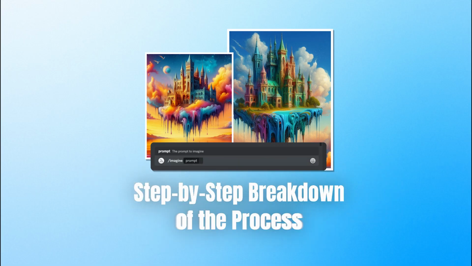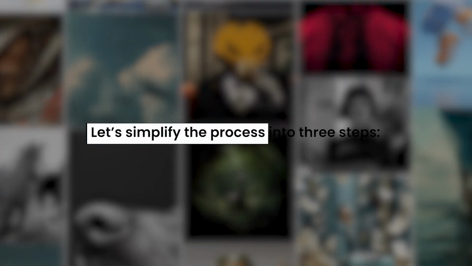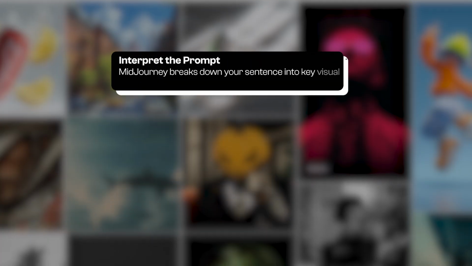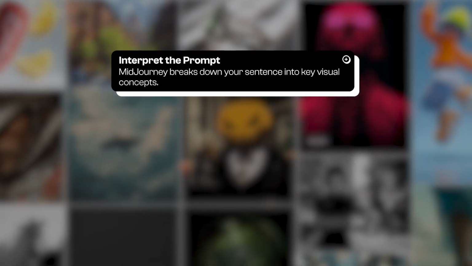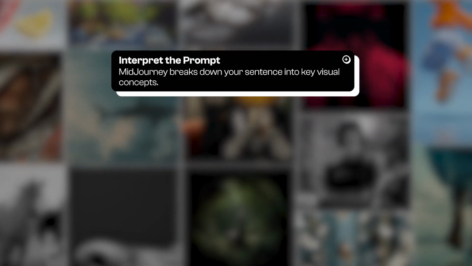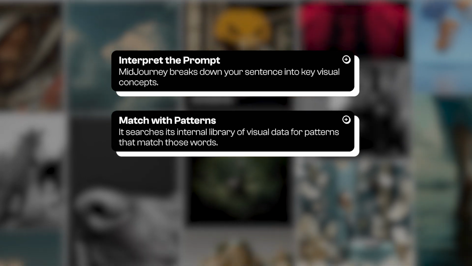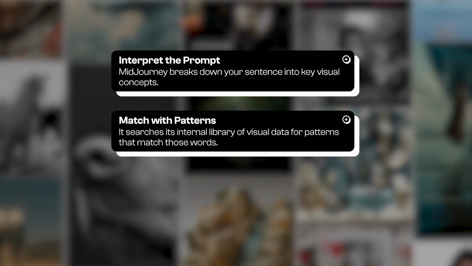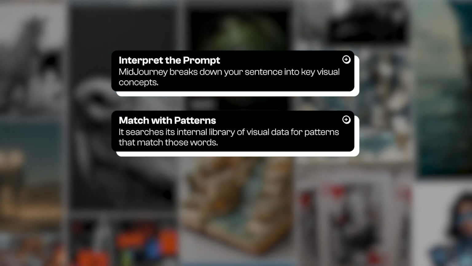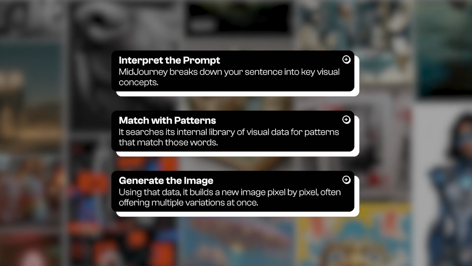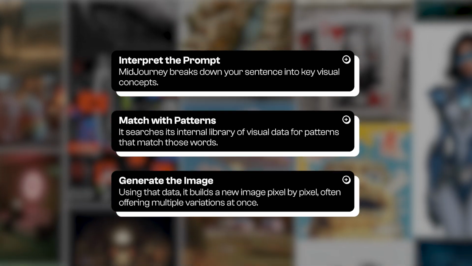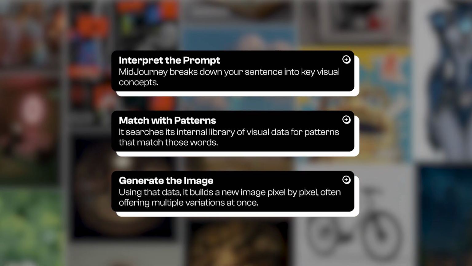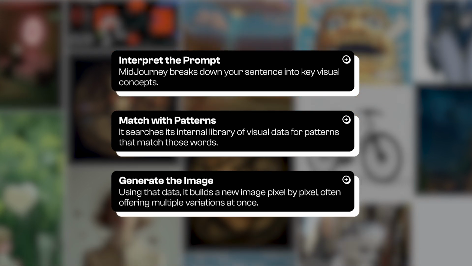Step-by-step breakdown of the process. Let's simplify the process into 3 steps. Interpret the prompt. MidJourney breaks down your sentence into key visual concepts. Match with patterns. It searches its internal library of visual data for patterns that match those words. Generate the image. Using that data, it builds a new image pixel by pixel, often offering multiple variations at once.